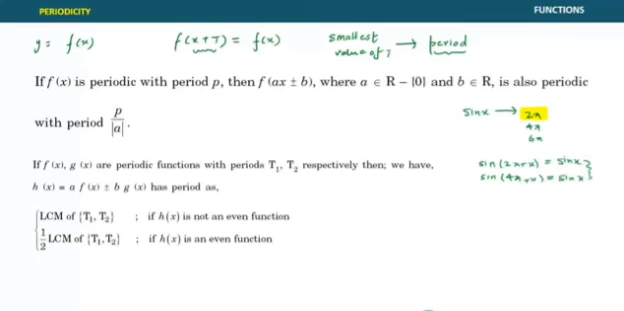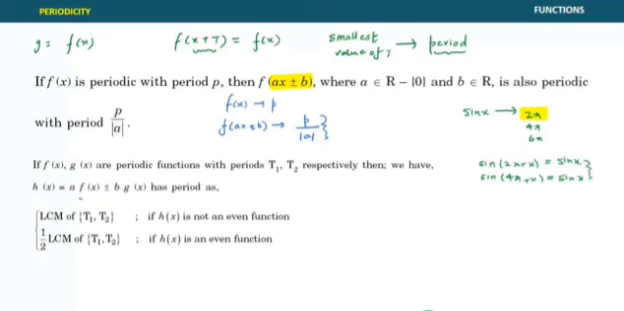Also, now there are some formulas which you have to remember. If you know that the period of f(x) is P, and you change the input from x to ax plus or minus b, then the answer would become P divided by mod of a. So whatever is the coefficient of x, it will come in the denominator for the period. This is how you calculate. We'll apply this formula in the questions, don't worry.